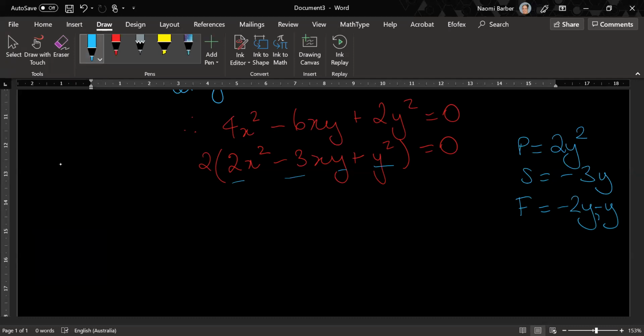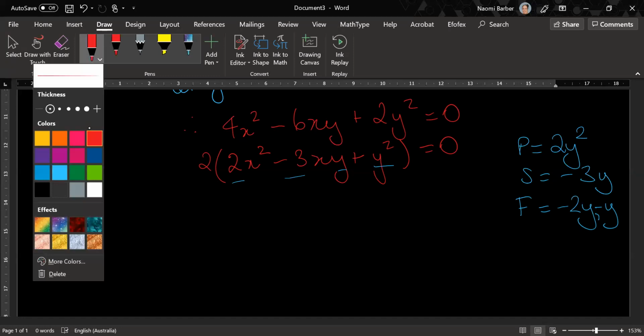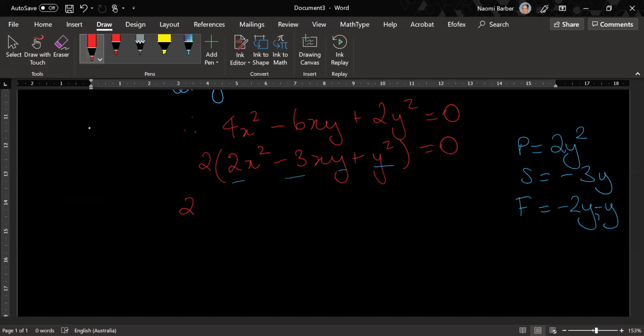Minus 2y minus y is minus 3y, that's fine. Minus 2y times minus y is 2y squared. I'm happy, hooray. Okay, so therefore I need to rewrite out my quadratic and expand the middle term, just like I would with an ordinary quadratic. So I've got an ordinary non-monic quadratic.